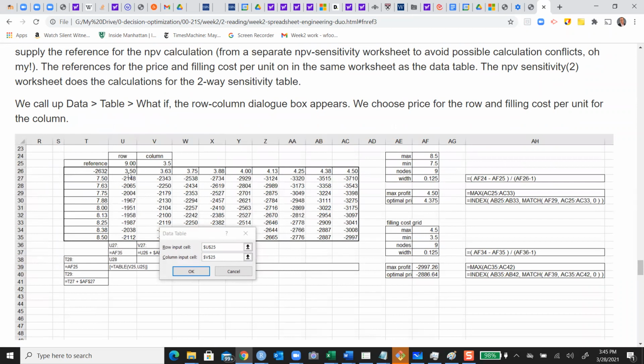This is kind of important. So you set up a grid across the top. In this case, it's for, I didn't even label it. It's horrible. Filling cost per unit. And from a low of 350 to a high of 450, thinking it's going to be somewhere in the middle. That's where it's going to land.